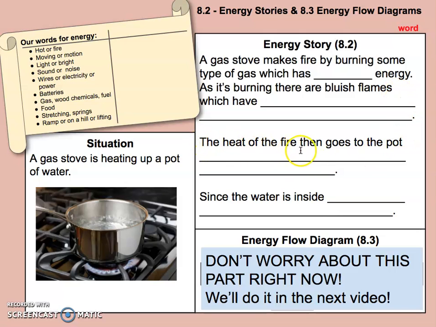Then the heat of the fire goes to the pot. What type of energy is that going to the pot? You want to describe that here. And then since the water is inside the pot, what type of energy is the water getting from the pot? And so again, I'd like you to pause and complete problem number 4 right now.